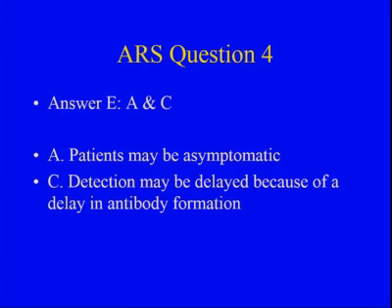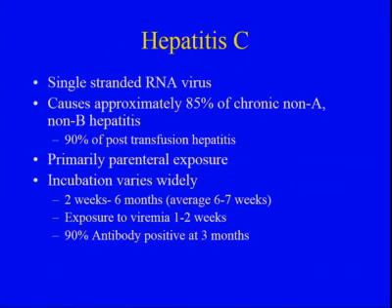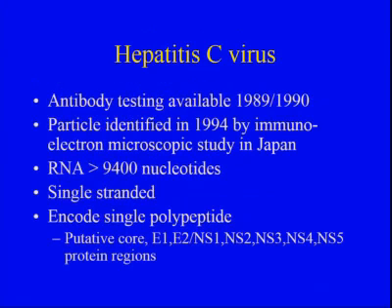All right, you guys did great with that. So patients may be asymptomatic and detection may be delayed because of a delay in antibody formation. So hepatitis C is a single-stranded RNA virus. It causes about 85% of what we used to call chronic non-A, non-B hepatitis. It's primarily parenteral exposure. The incubation varies widely. 90% of people who get it are antibody positive at 3 months, and this antibody is not protective in any way. So unlike hepatitis B, hepatitis C antibody is not a protective antibody.